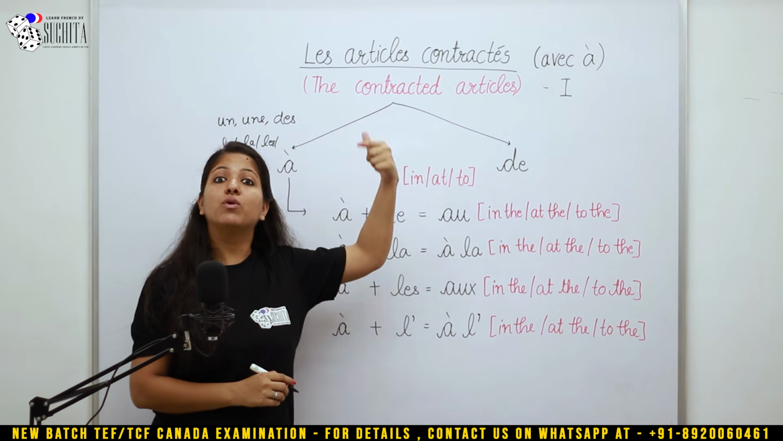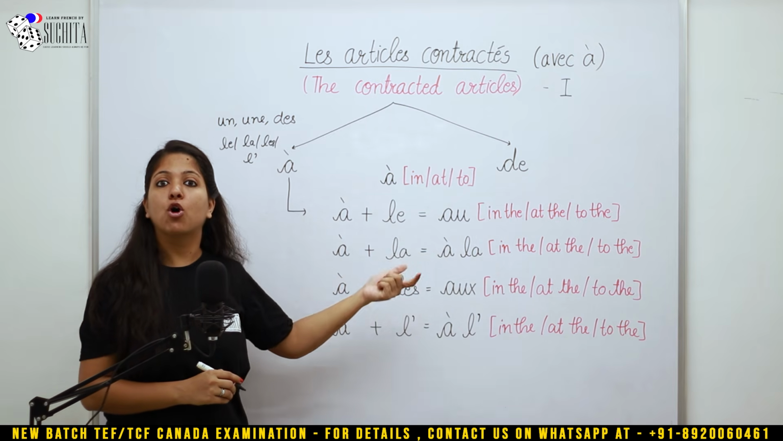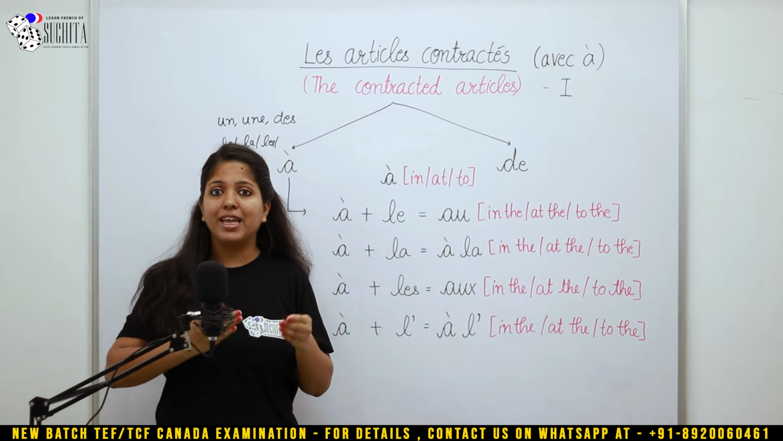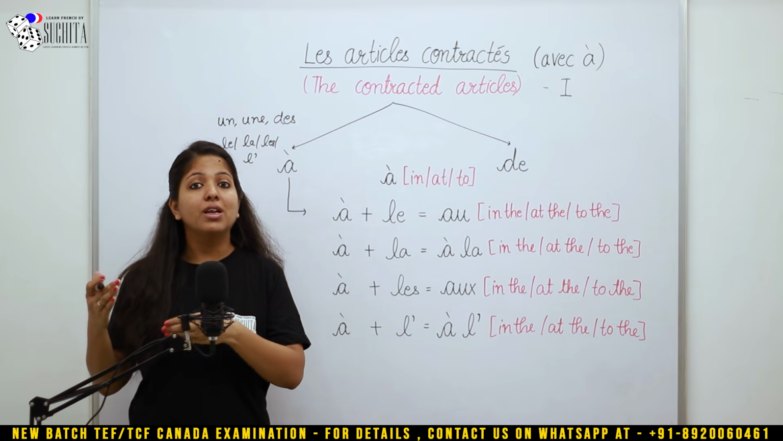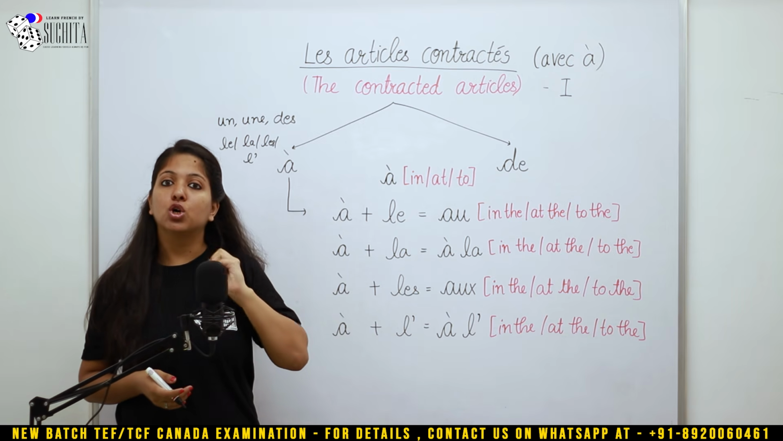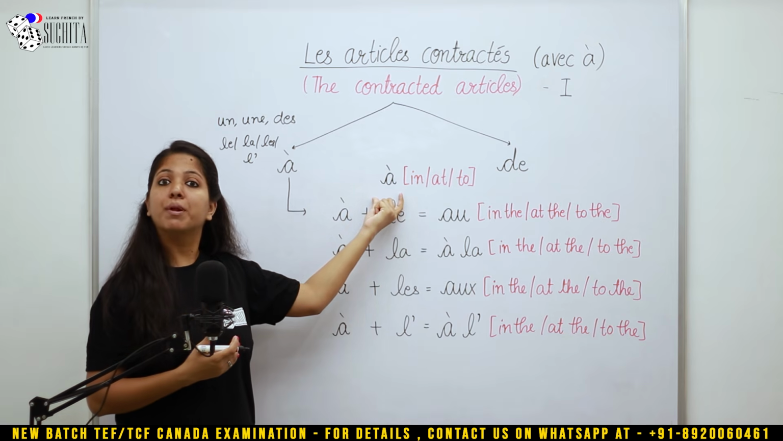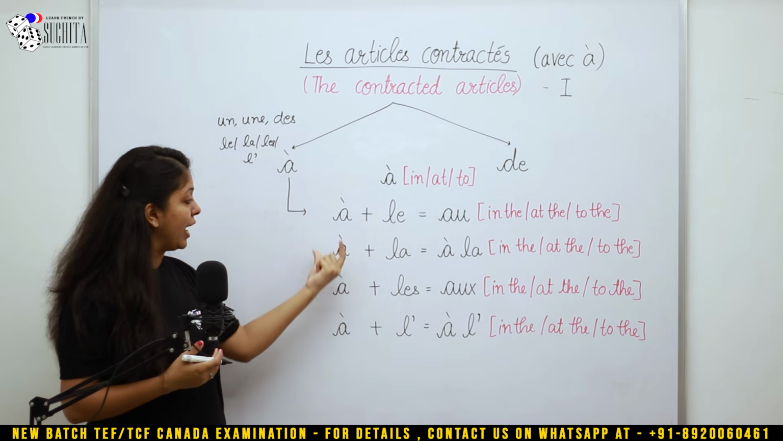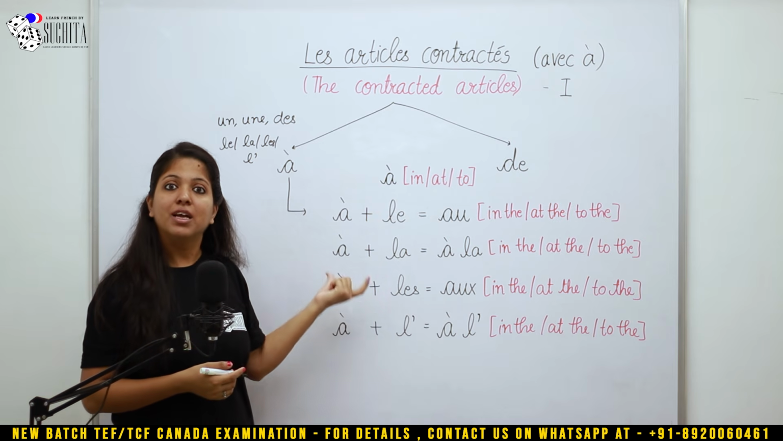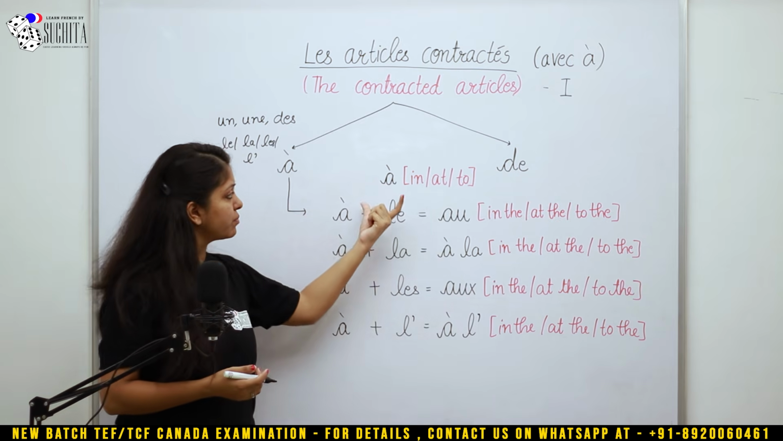And de, which we are going to learn in the second part of the series, means of, from, or about. Okay. Now, if I do not want to say in, at, or to, rather I want to say in the, at the, to the, so I will have to add the into this preposition. So when you add the into the preposition à, then whatever is formed are your contracted articles.